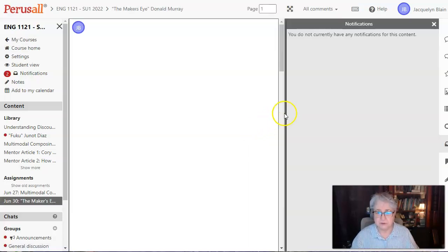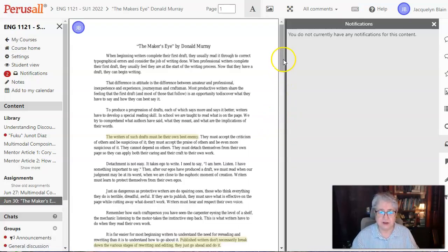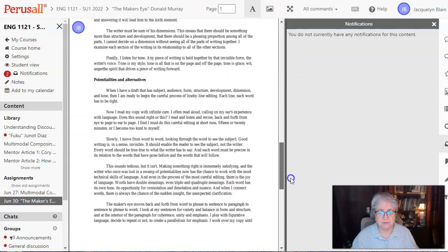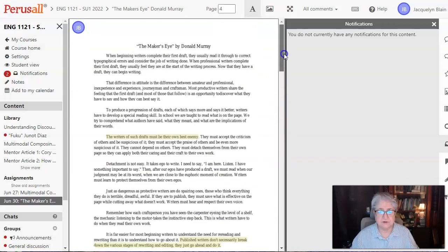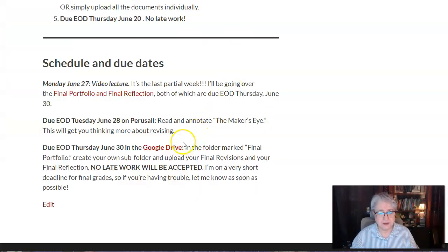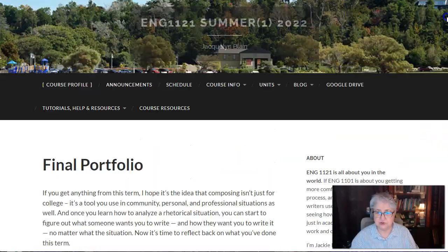Let me open it up here. And a couple people have already made comments on it, but you know, that's it. Pretty short. Right. And it gives you kind of an approach to doing revisions that I think is really nice too. So read that, and I will be reading those Wednesday for sure. And then by Thursday, put everything in the Google Drive. Okay. Like I said, I'm on a short leash on this thing.